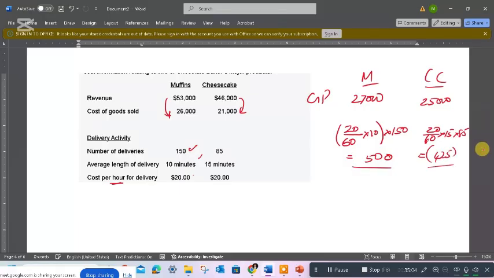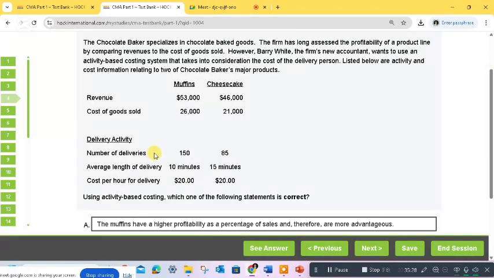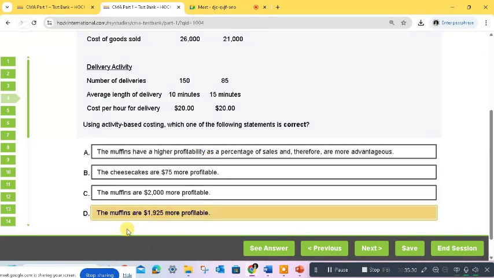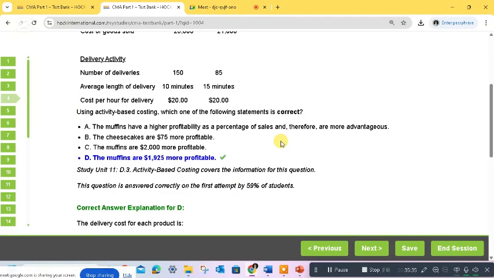Let's subtract that also and find the profitability. 27 minus 500, 26,500. 25,000 minus 425, 24,575. So muffins are still profitable. How much more profitability? How much is the difference? $1,925 profitable extra. Do we have an answer like that? Muffins are 1,925 more profitable. Clear?